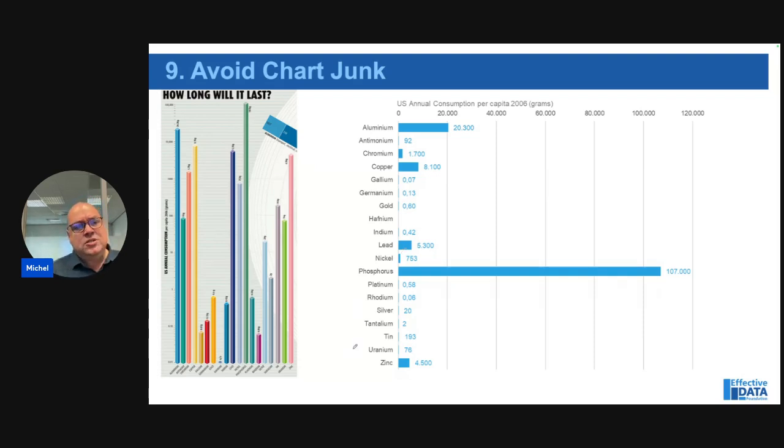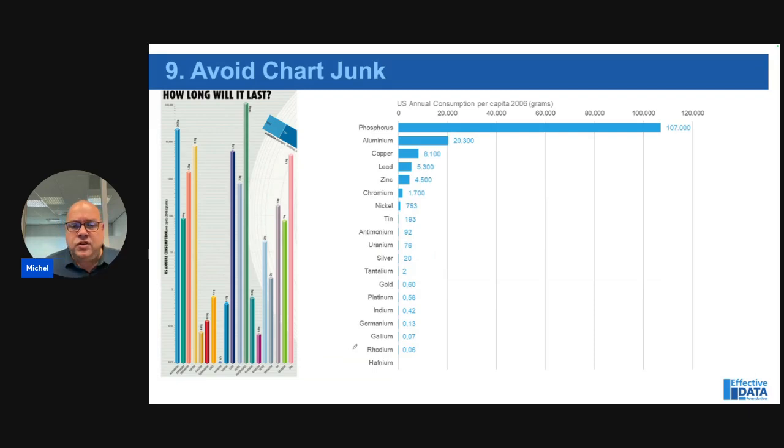So let's do next. Well, let's order them. If there's no other reason not to do it, why not order the elements? And now we can easily compare. Okay, so these are the top 5 or 6 elements there. Imagine if you have to do that with your other chart there. So let's limit this junk.